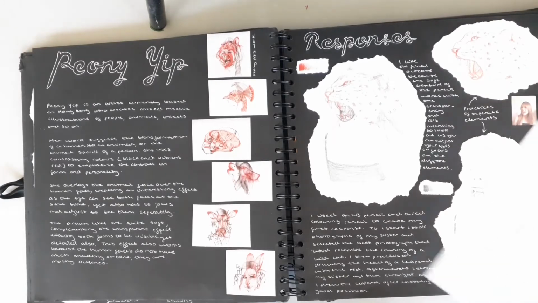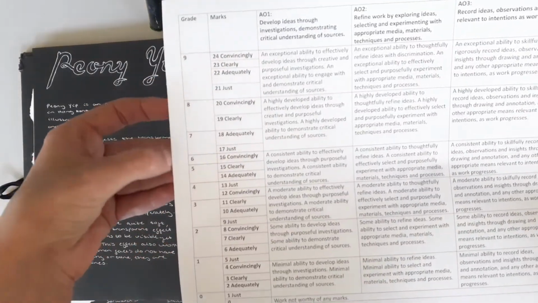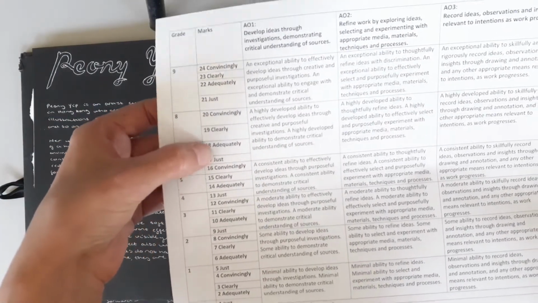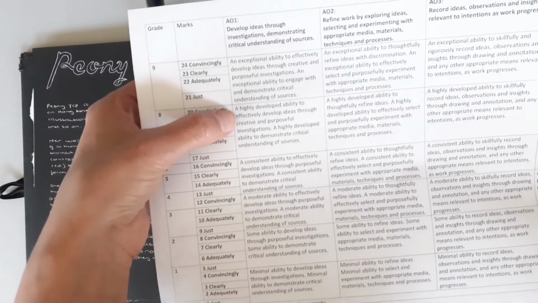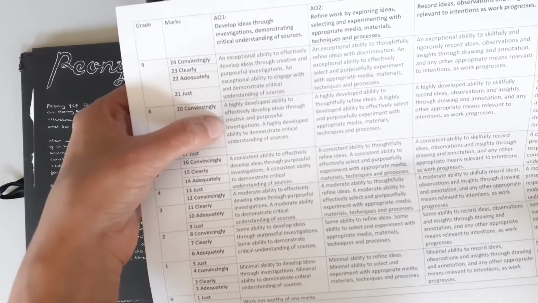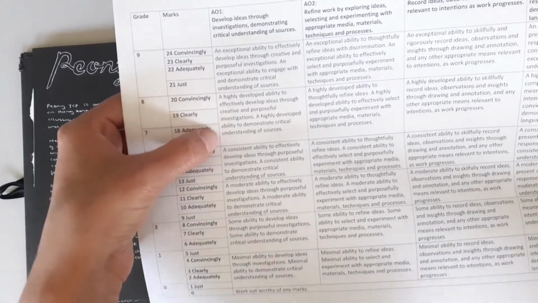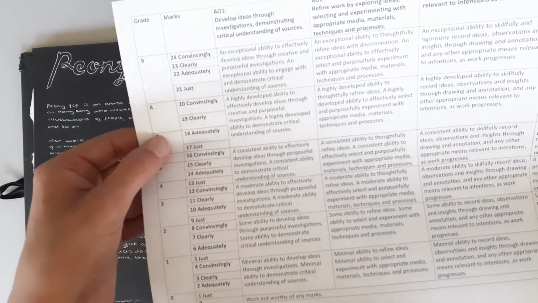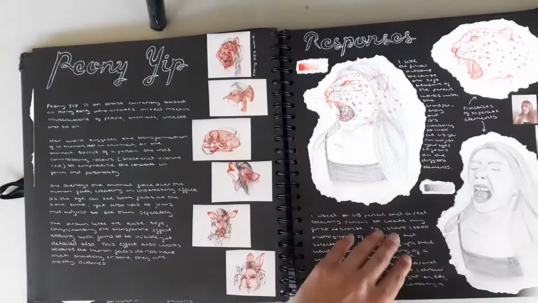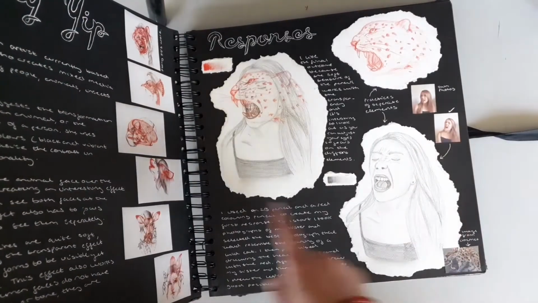And the way that we know what kind of grade things are going to get, well, in this case, this student had just, or adequately enough, highly developed ability to effectively develop ideas through creative and purposeful investigations, a highly developed ability to demonstrate critical understanding of sources. And she didn't just show critical understanding through her writing, but she's also showing critical understanding. I'll just do that again so you can actually see.